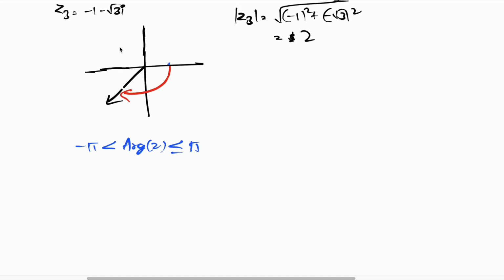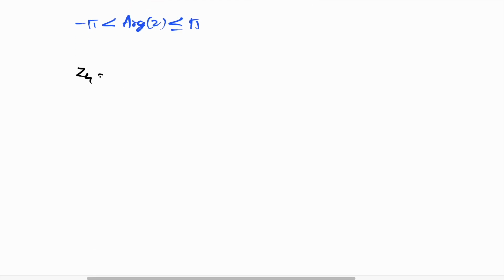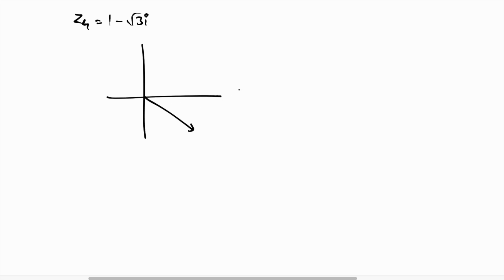So in this case, the argument is minus 2 pi by 3. So I'll write it here. Argument of Z3 is equal to minus 2 pi by 3. That's my angle or the argument here. Next, the fourth quadrant, which is 1 minus root 3i. So 1 minus root 3i is a complex number in the fourth quadrant.